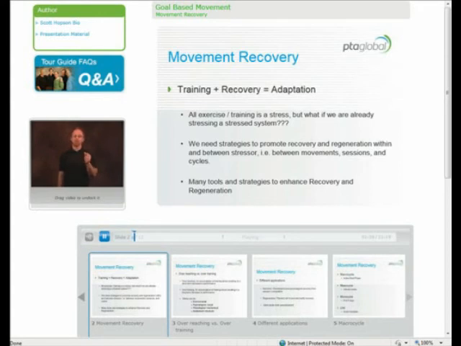We can do this within a single unit, i.e. within a single session. We can do this within a microcycle, a week of training. We can do it within a mesocycle, a month or 6 weeks of training. And so what we want to do now is go through sequentially how we cover each of those. There are many tools and many strategies to enhance recovery and regeneration.